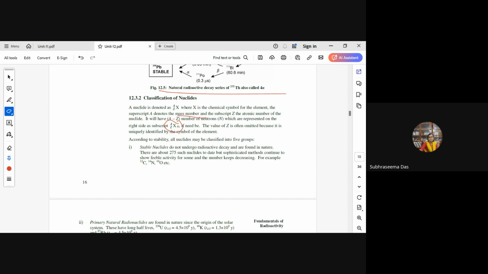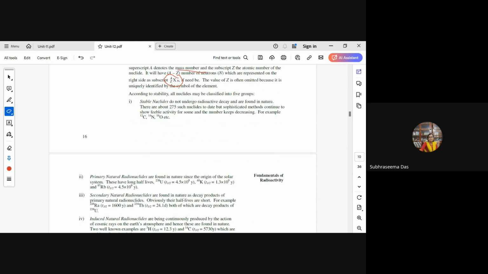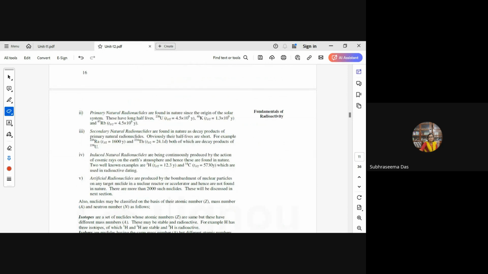According to stability, all nuclides have been classified into five groups. Firstly, the stable nuclides, which do not undergo radioactive decay but are found in nature. There are about 275 such nuclides, like carbon 12, nitrogen 14, oxygen 16, etc. The second class is the primary natural radionuclides, which are found in nature and have long half-lives, like uranium 238, potassium 40, and rubidium 87.